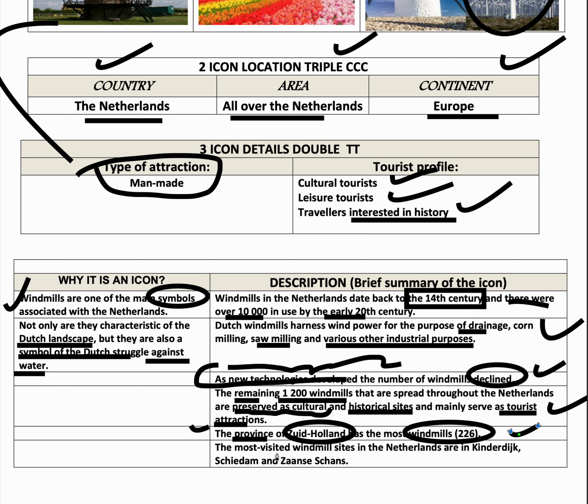The most visited places that have windmills in the Netherlands are a place called Kinderdijk, a place called Schiedam, and Zaanse Schans. These are the three most visited sites that have windmills. So make sure you understand the windmill.